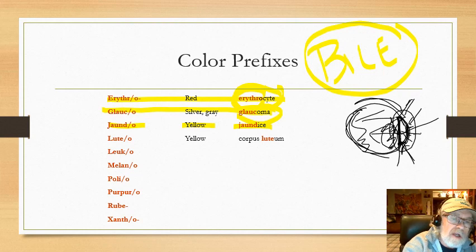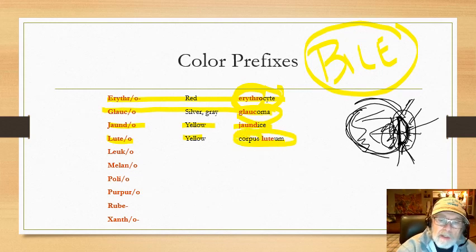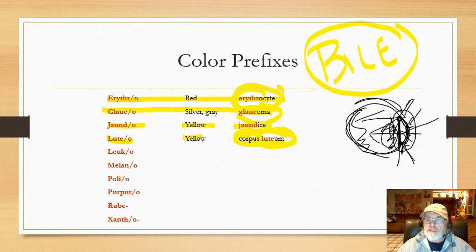Luteo means yellow, as in the corpus luteum. Corpus means body, so luteum means a yellow body. Where this corpus luteum comes from is at the time of ovulation. The ovary has a fixed number of ovum, and each month in a fertile female, they develop a couple of these ovum. The ovum work their way to the side of the ovary around the 14th day of the month, and they get spurred out at the middle. That's called ovulation.